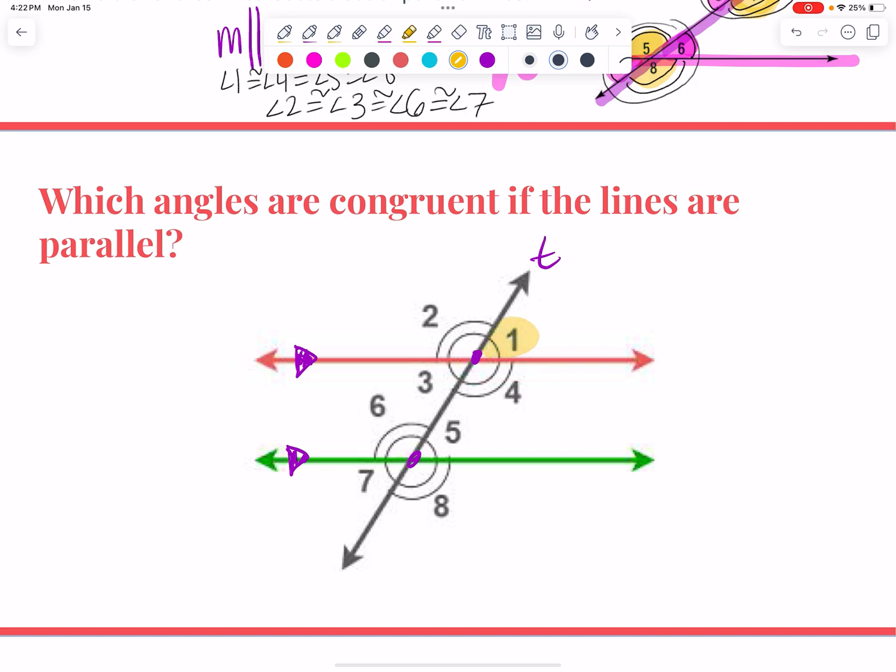So I'm going to do it in shapes actually. All of these yellow star angles are going to be congruent. And then all of these purple angles are going to be congruent as well. So I'll do hearts there.